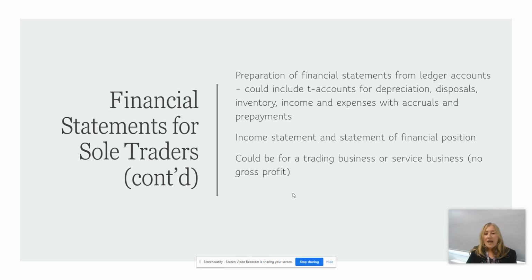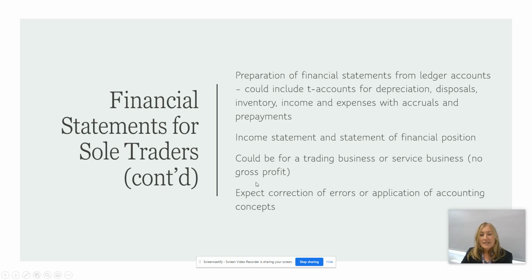We could have to do a trading business, so a normal situation where we've got cost of sales, or we may have to do a service business. So this is one where there will be no gross profit. For example, we just have some fees received from our business. It could be some kind of agency or a financial advisor or some professional fees. No cost of sales, just straight into potentially other income and then the expenses.